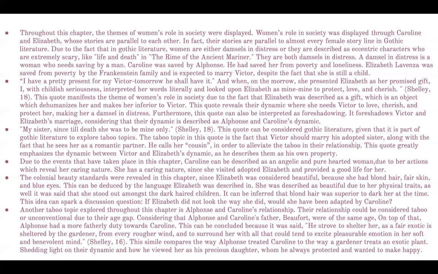And due to the events that have taken place in this chapter, Caroline can be described as an angelic and pure-hearted woman, because she has a caring nature. Well, how can that be deduced? This can be deduced because she adopted Elizabeth and provided a good life for her. She is helping people who are less in need.